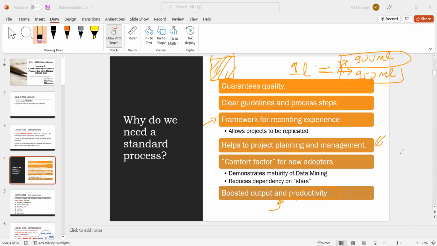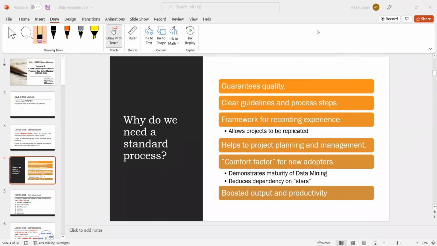That is the reason we need to follow some standard process. Everywhere you can look at standard things. Can someone tell me an example of it? Where can you see some standard process or standard things? Anyone? I told you some examples in the university.